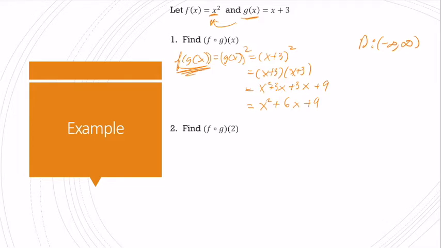So let's go ahead and find f composed with g of 2. So I'm going to be substituting 2 in for x. So that's going to give me 2 squared plus 6 times 2 plus 9. So I'd get 4 plus 12 plus 9. That's 16 plus 9, which is 25.